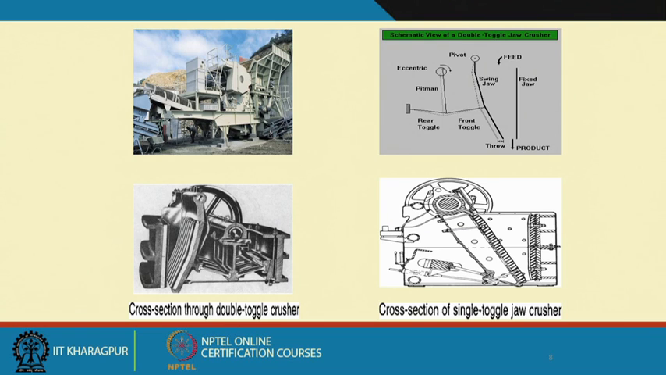These are some of the pictures I have taken from open source. As I said at the beginning, these primary crushers are basically robustly built, and you need a lot of civil engineering for the foundation work, and you see how gigantic they are, because the capacity has to be very high to cope up with the production rate of some mines.